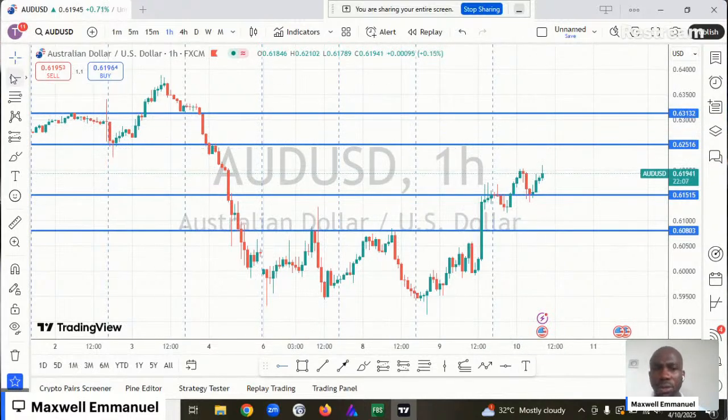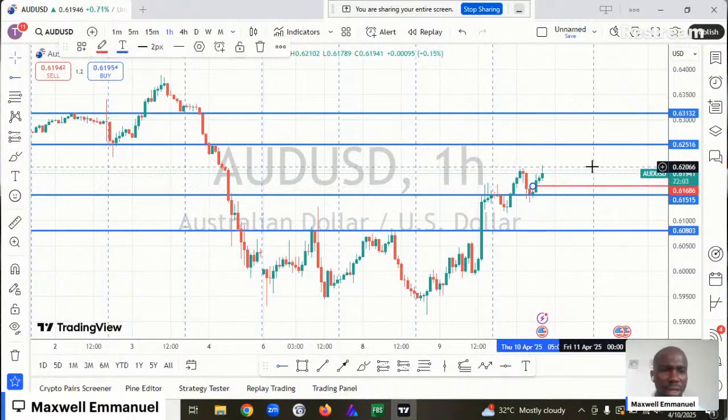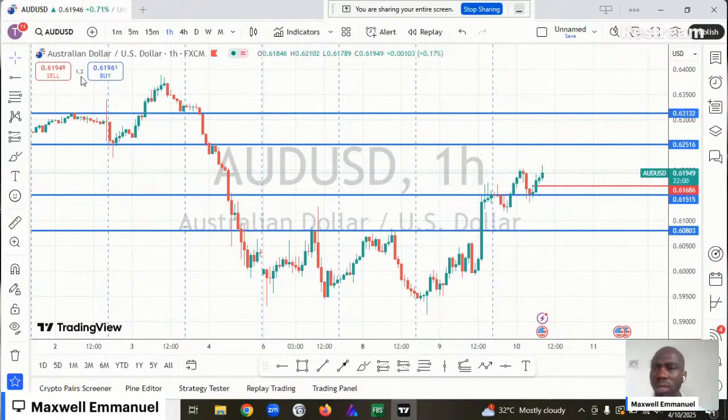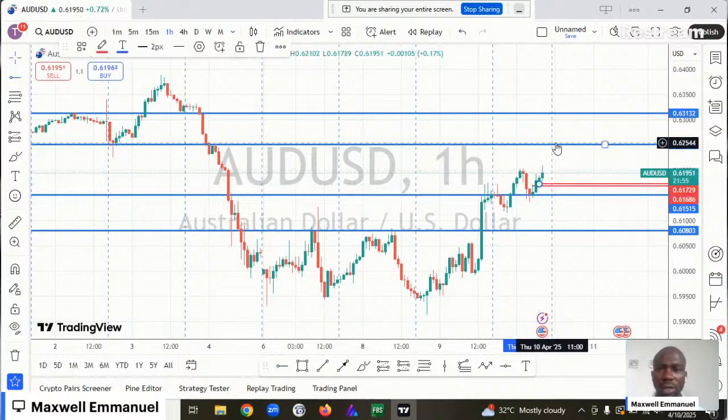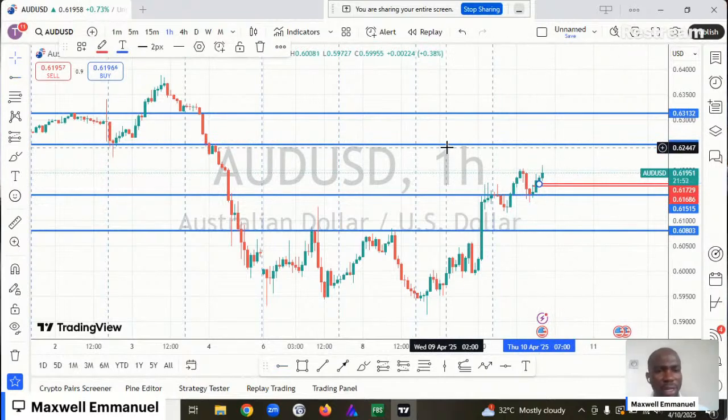So that's my AUD USD still. If you want to take a trade, I would suggest you consider AUD USD. AUD USD is likely going to fill this fair value gap. Okay, so that's my take.